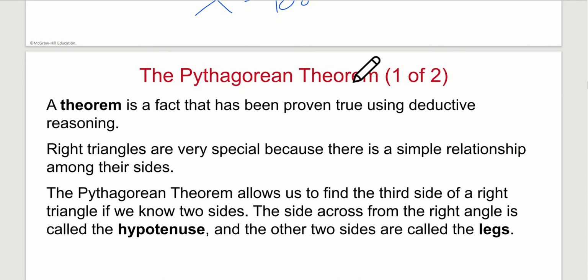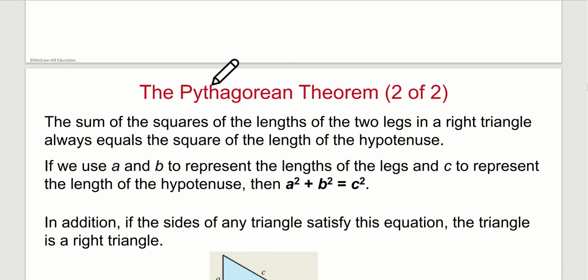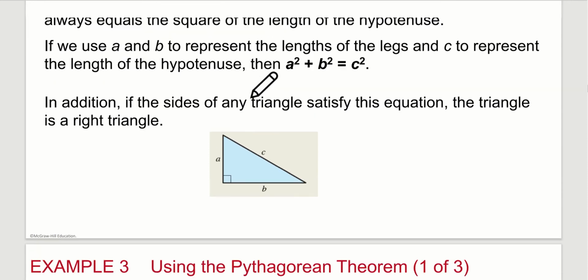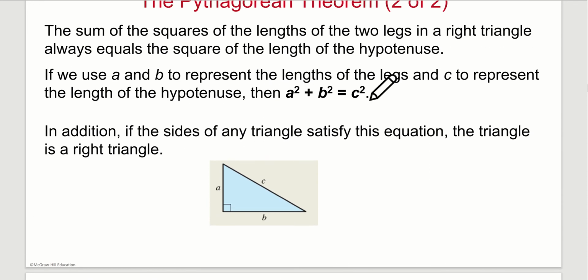A very important theorem that's specific to right triangles is called the Pythagorean theorem. The Pythagorean theorem gives the relationship between the lengths of the sides in a right triangle. More specifically, the Pythagorean theorem says that the sum of the squares of the lengths of the legs is equal to the square of the hypotenuse.